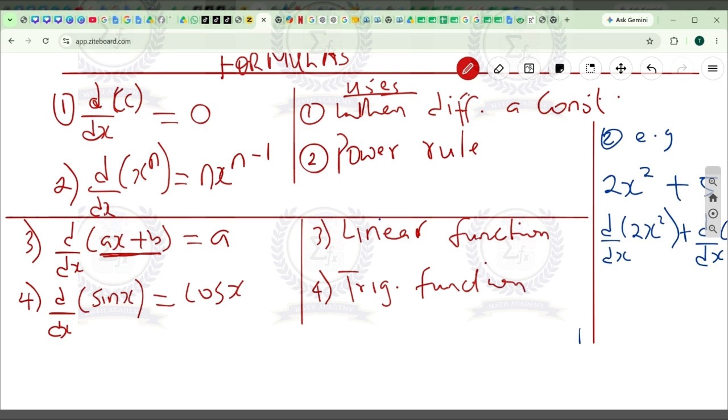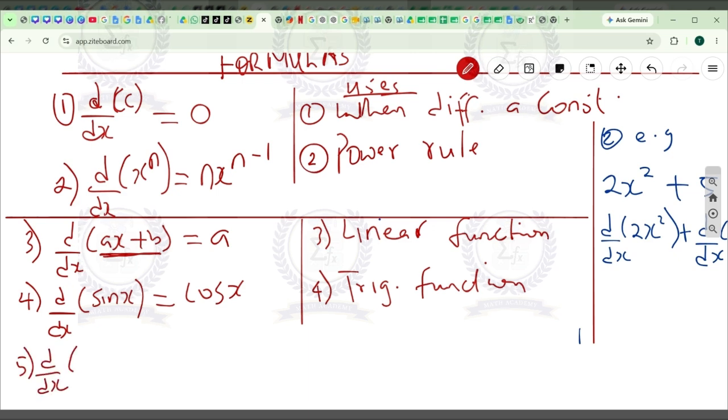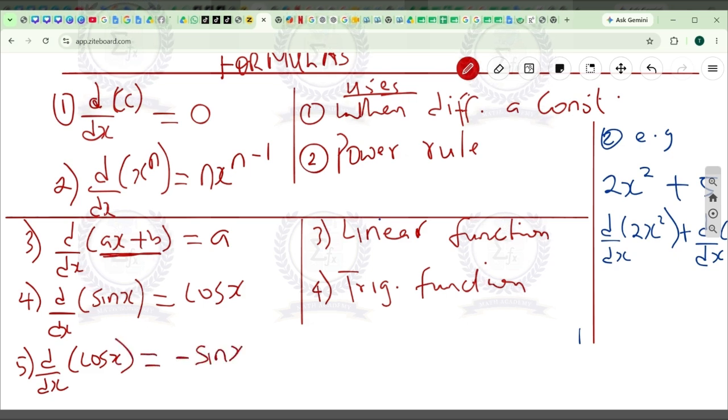That simply means whenever you're differentiating sine, you get cos. How about when we are differentiating cos? Assuming we're not asked to differentiate cos, what we get is negative sine x. This is also a trig function.